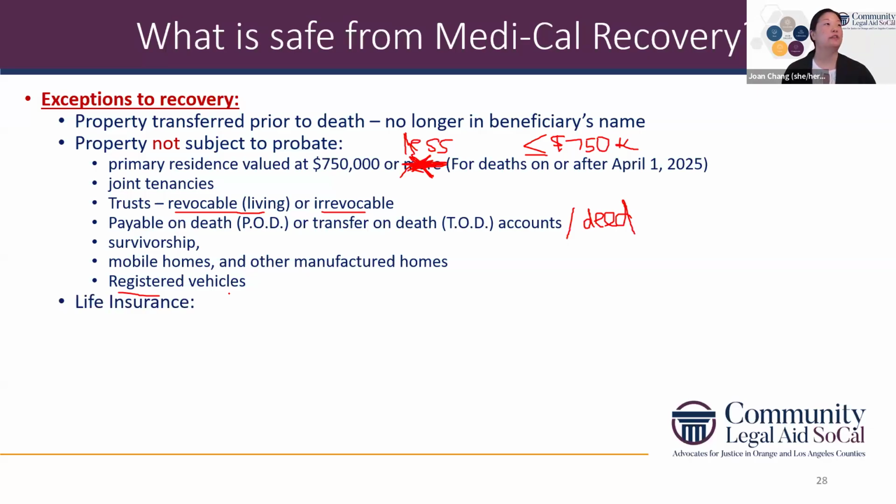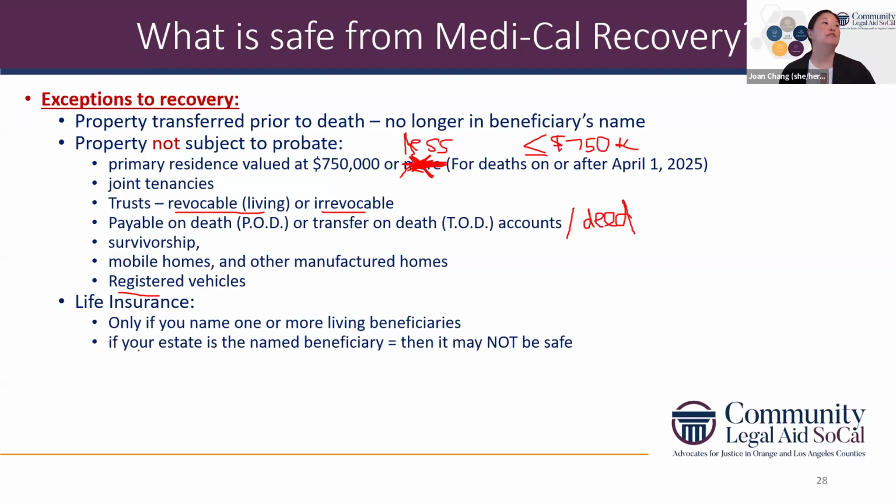Let's talk about life insurance. If you name a living beneficiary, then you're fine. You're safe. But say, for example, you had a life insurance policy, and the only person you named was your spouse on the life insurance policy. But unfortunately, your spouse passed away before you did. That means the life insurance policy and its proceeds will go to your estate, which is going to have to go through probate for your heirs to inherit. So you just need to make sure you name at least one living beneficiary on your life insurance policy.